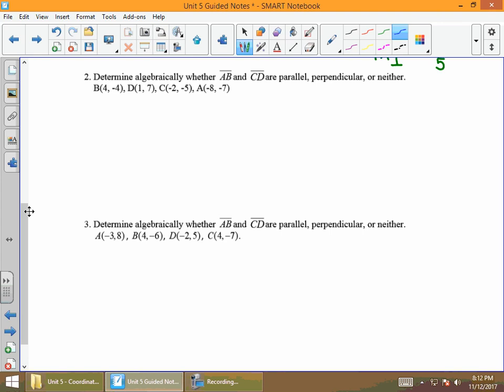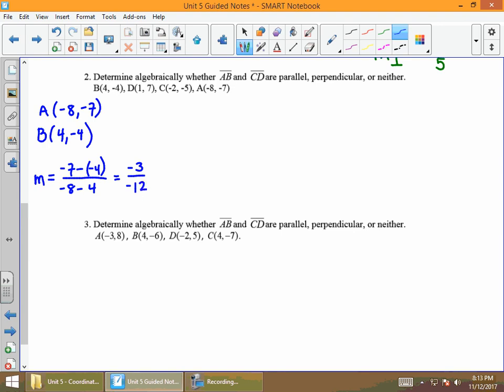Okay, so first thing I'm going to do is pull out points A and B. So A is at negative 8, negative 7, and B is at 4, negative 4. So I'm going to find the slope between these 2 points. And if you remember from the last video, when we were finding the slope, we said it's y2 minus y1, so negative 7 minus negative 4, over top of x2 minus x1, negative 8 minus 4. So negative 7 minus negative 4 is the same thing as saying negative 7 plus 4, which is negative 3. On the bottom, negative 8 minus 4 is negative 12. Reduce this fraction, negative 3 over negative 12, reduces to 1/4. Right? Negative over a negative is positive. So that is AB.